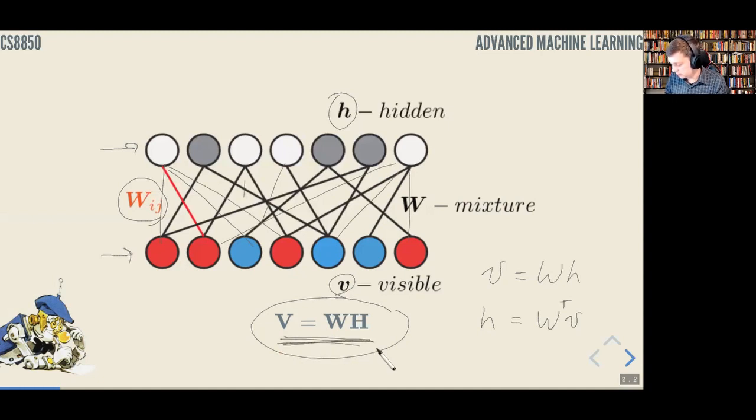And usually, if we use this notation, hidden, mixture, visible, usually we will be working with this. Right, so we have V, and we're looking to approximate V by a product of two matrices, or however many matrices, but usually two in the methods that we will talk about today.